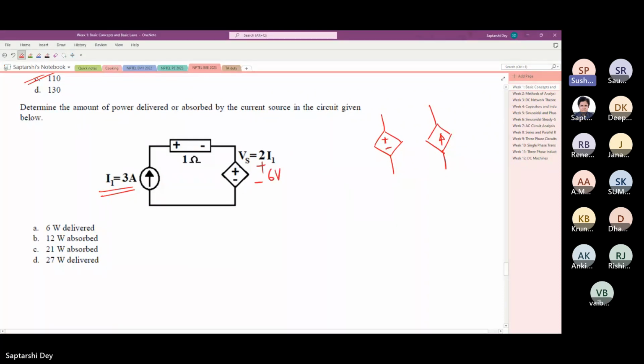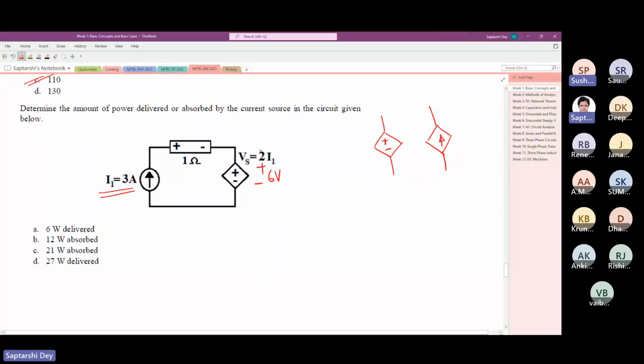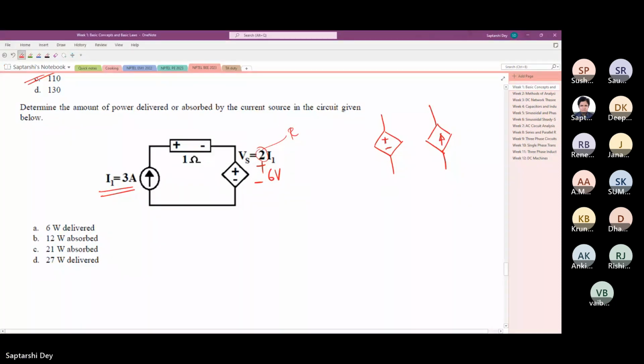Sir, is 2 the resistance of that dependent source? No, no, not like that. It's not its resistance. I'm not talking about any resistance. I'm talking about the dimension of this number. Its dimension is the same as resistance, ohm. Okay.